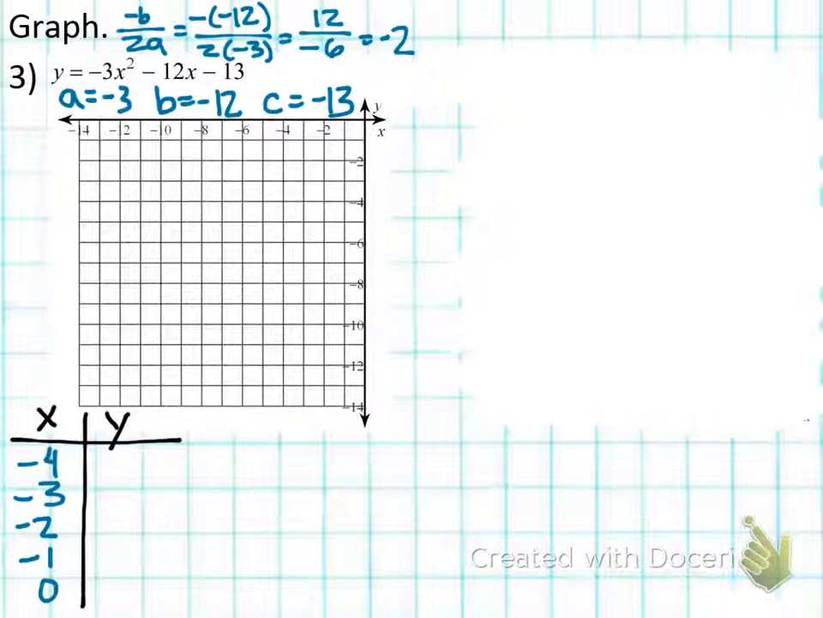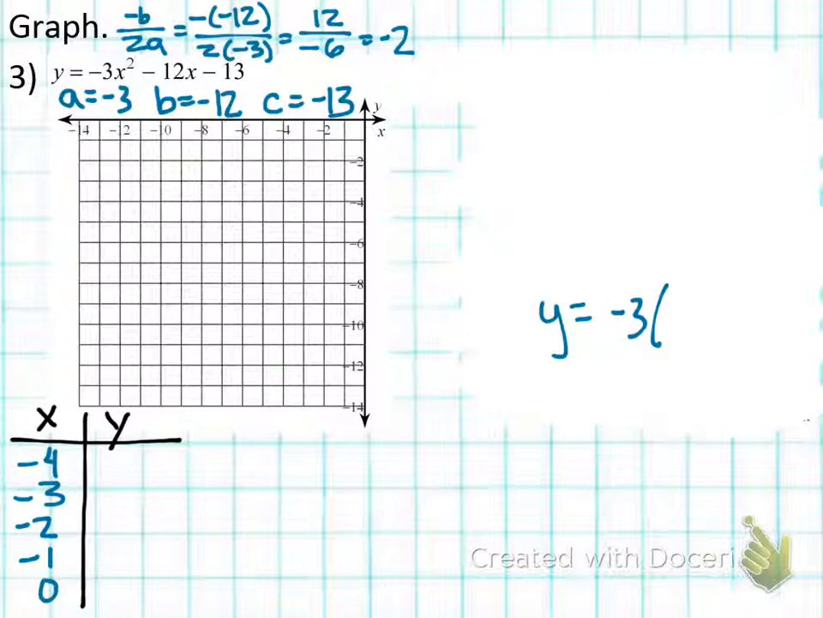Yes, what did you get? I'm still working on it. Still working on it? Okay, so let's go through together really quickly. You should have y equals negative 3 times negative 4 squared. What's negative 4 squared, Kayla?